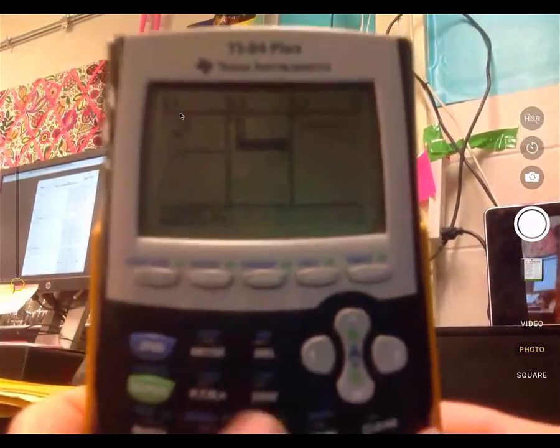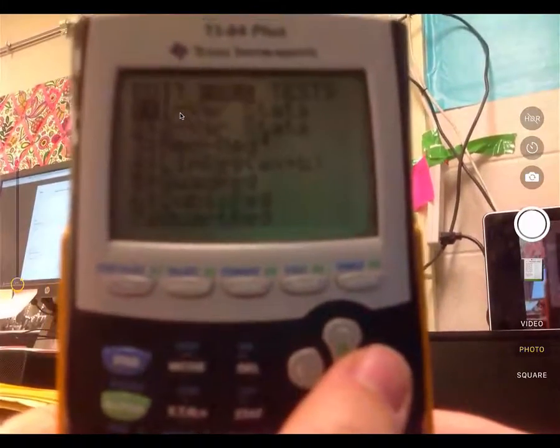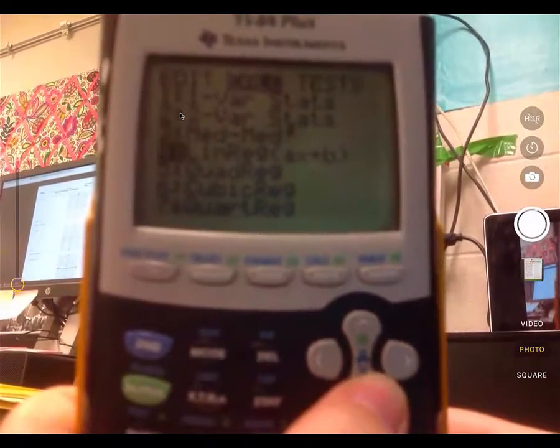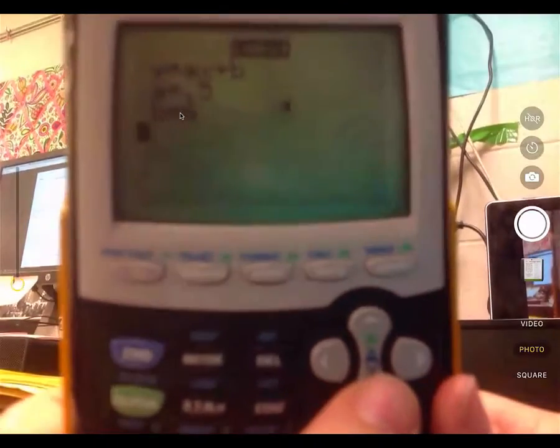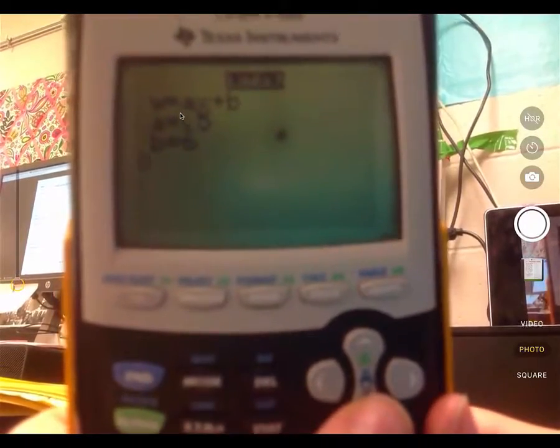I go stat, scroll over to calc, down to 4, enter as many times as it takes, and I can see that A is 0.5 and B is 6.